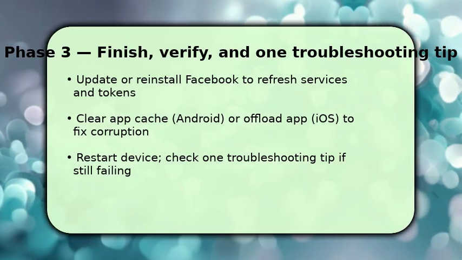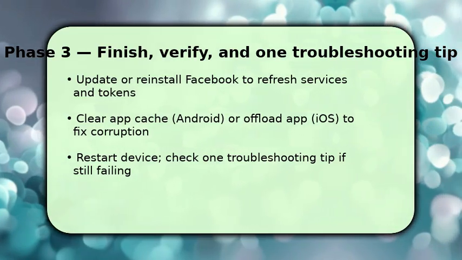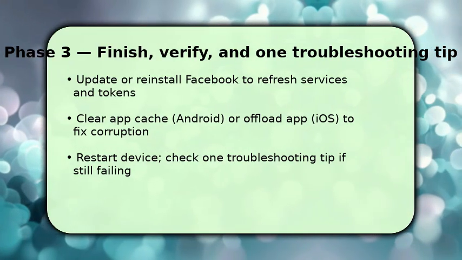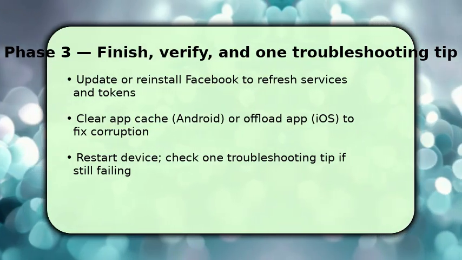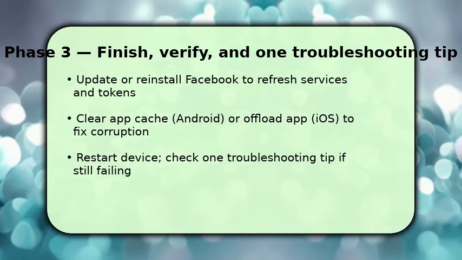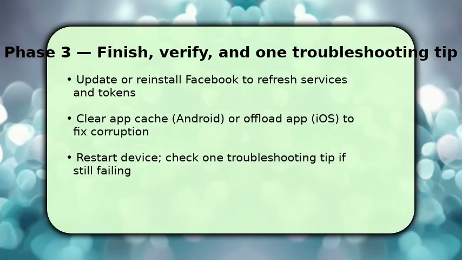If notifications still fail, one key troubleshooting tip: create and test with a second Facebook account or a friend's device. That isolates whether the issue is account-specific or device-specific and guides the next corrective action.